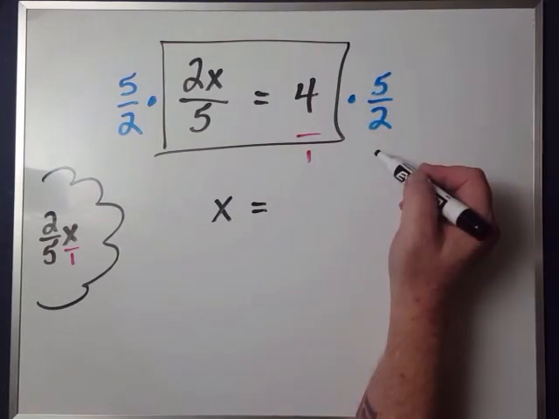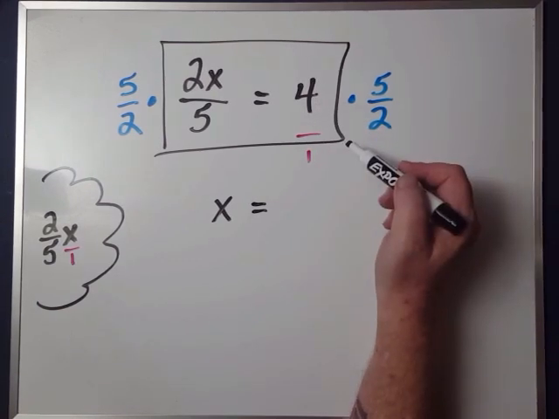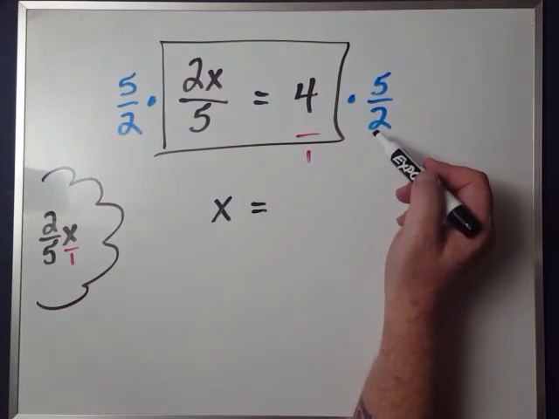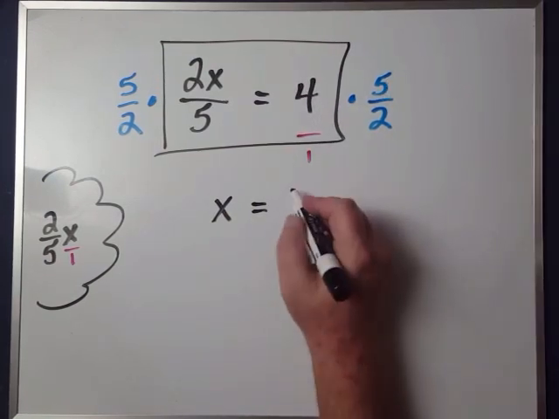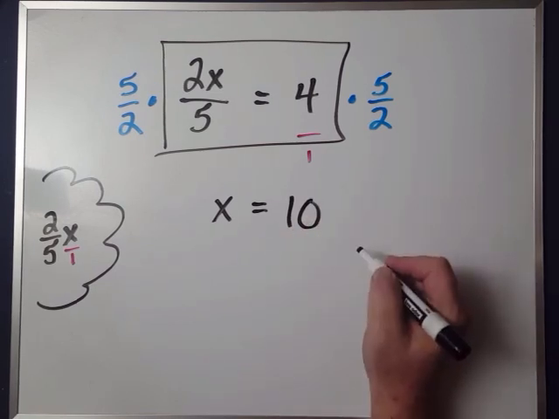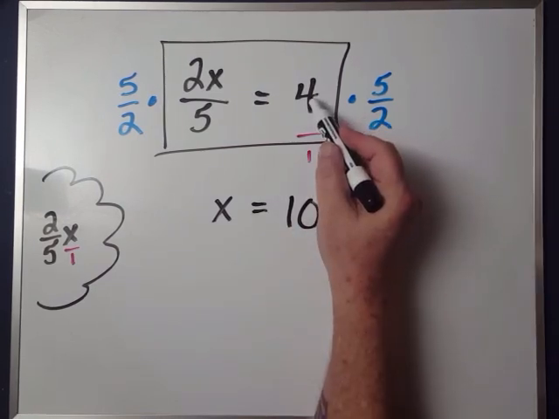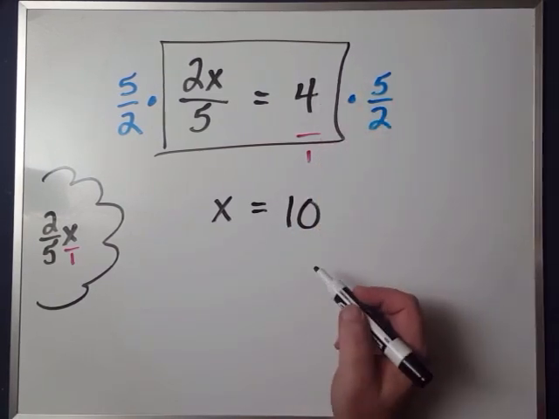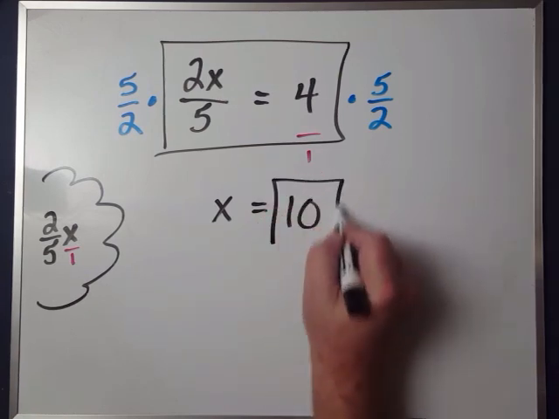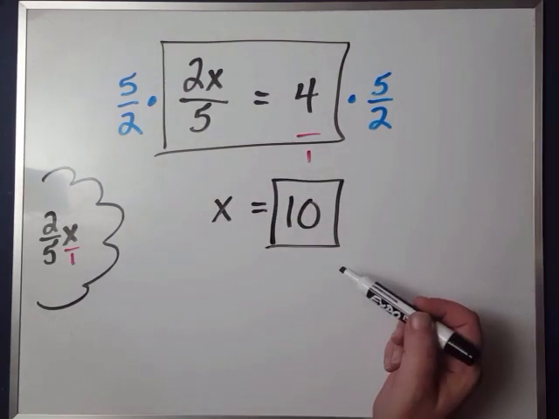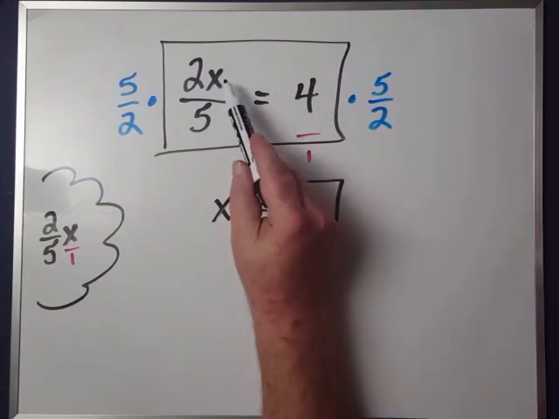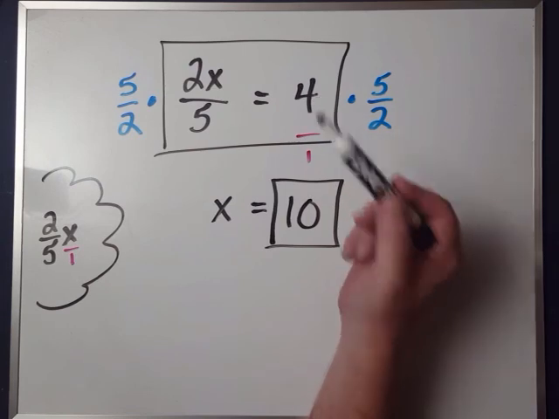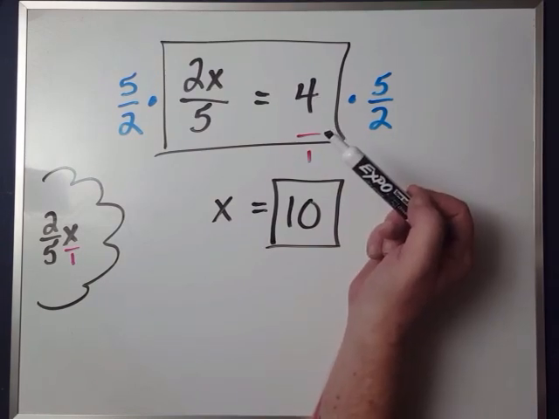Can you cross cancel on the fly with me? 2 goes into 4 twice. I like just to say 4 divided by 2 is 2, times that 5 is 10. 2 goes into 4 twice, and 2 times 5 is 10. That's an easy one to check. You can check that one in your head. Plug 10 in for x. 2 times 10 is 20, and 20 over 5 is 4. That checks.